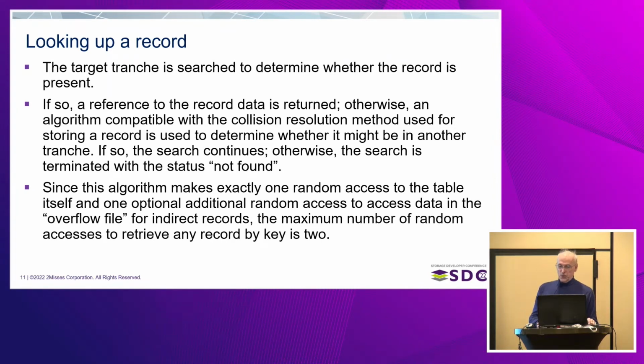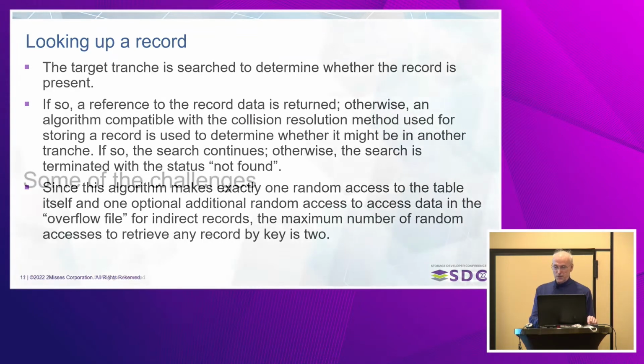And as I said before, since this algorithm makes exactly one random access to the table itself, which locates the initial tranche, and one optional additional random access to access data in the overflow file if it's an indirect record, the maximum number of random accesses to retrieve any record by key is 2. So I can guarantee it'll never be more than 2. And as we'll see later, with SSDs, the size limit is big enough that in many cases you only have one maximum cache miss, which is what that is.